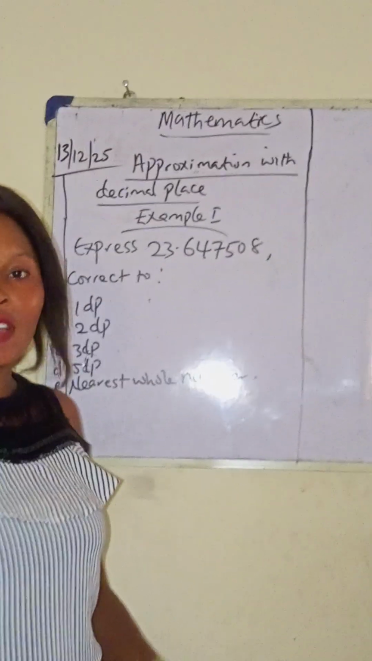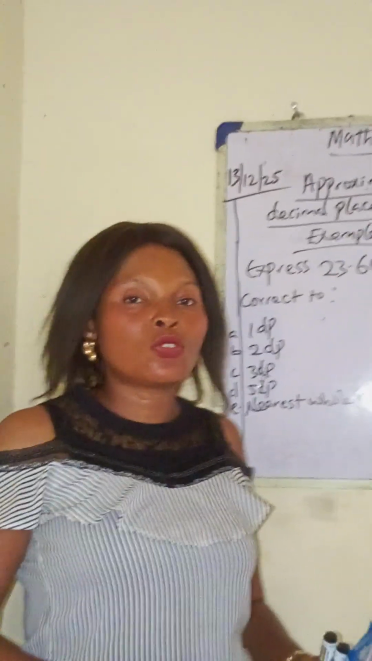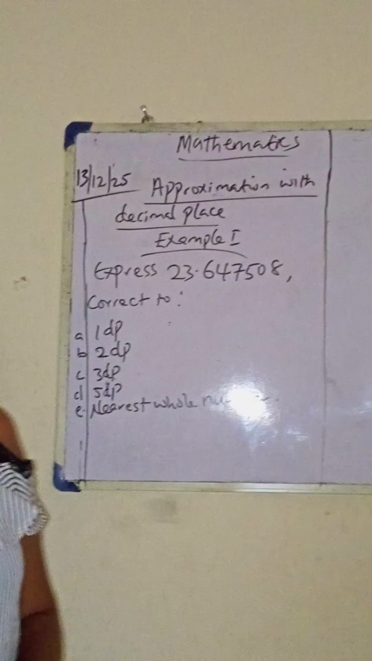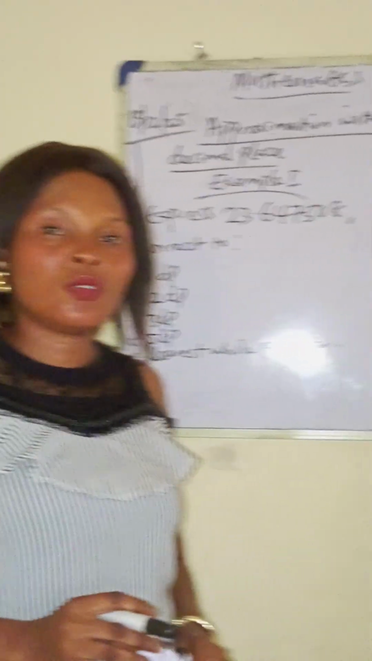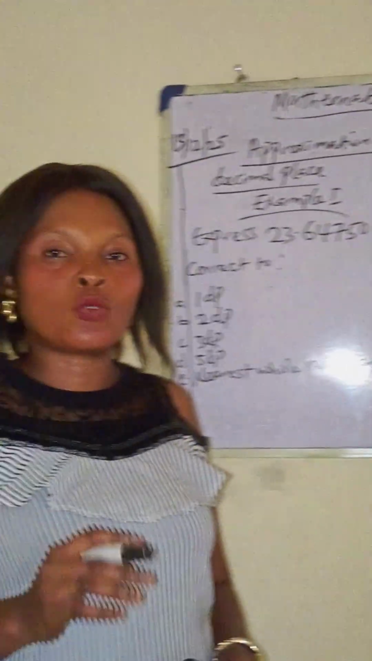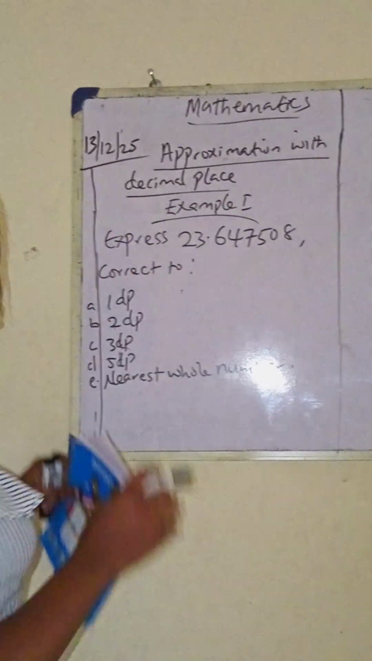Approximation is the same thing as rounding off numbers. When you're asked to approximate, you are expected to use numbers from 5 to 9. That is the only way you can approximate. When the number is less than 5, you cannot approximate. You only approximate between 5 to 9. So we are going to use that guide now to go for all this.